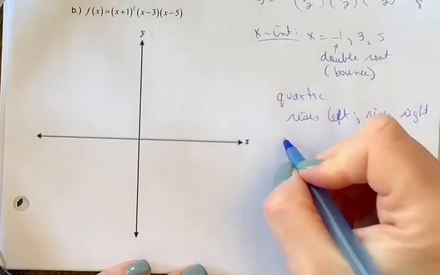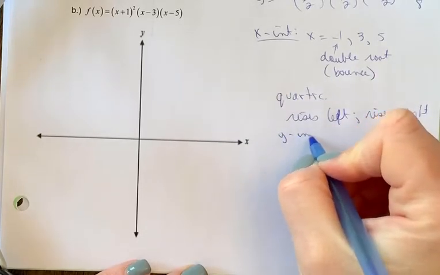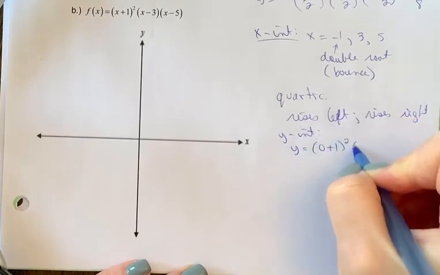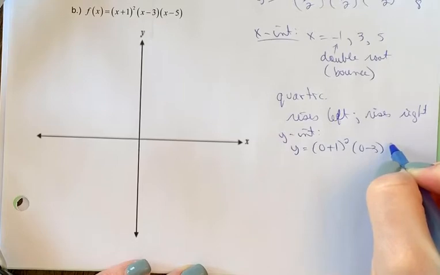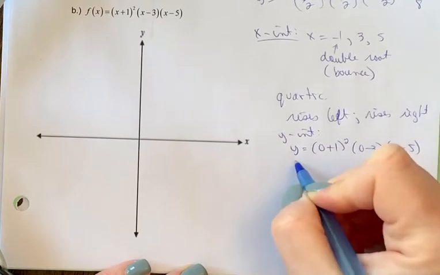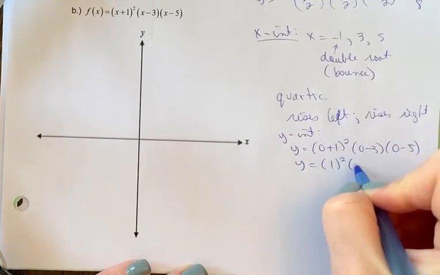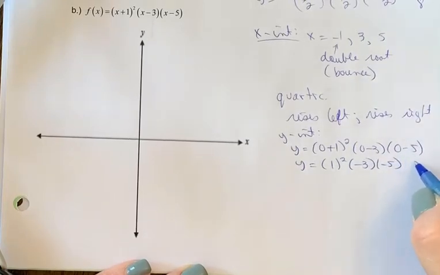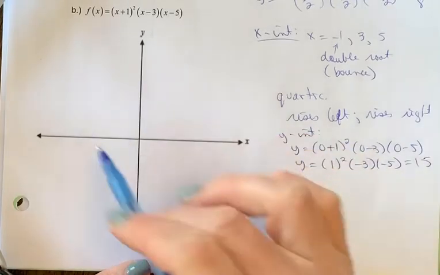All right, we need the y-intercept as well. The y-intercept, we're going to let x equal 0. So we need to calculate that. Every time I see an x, I'm writing in 0. So I get 1 squared, -3 times -5. So this is going to equal 15. Okay, let's start plotting this.